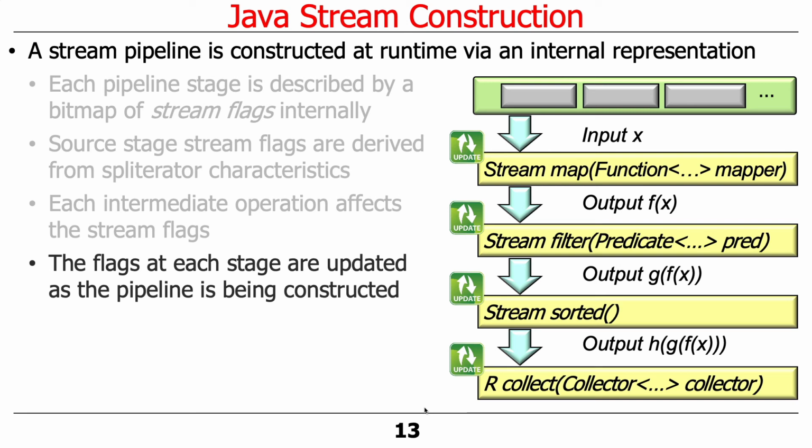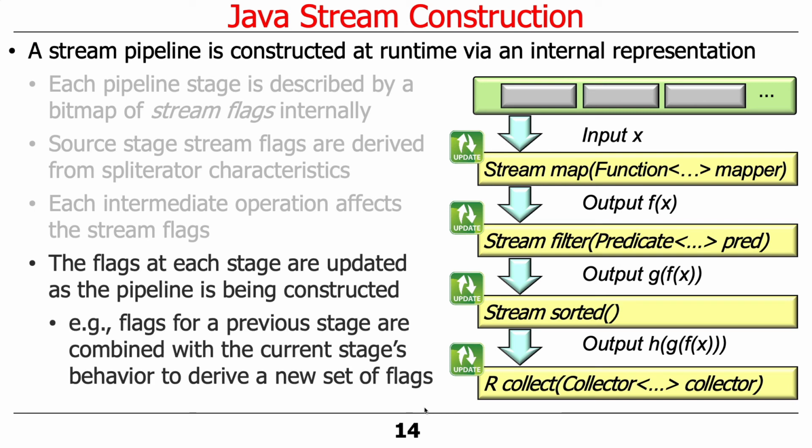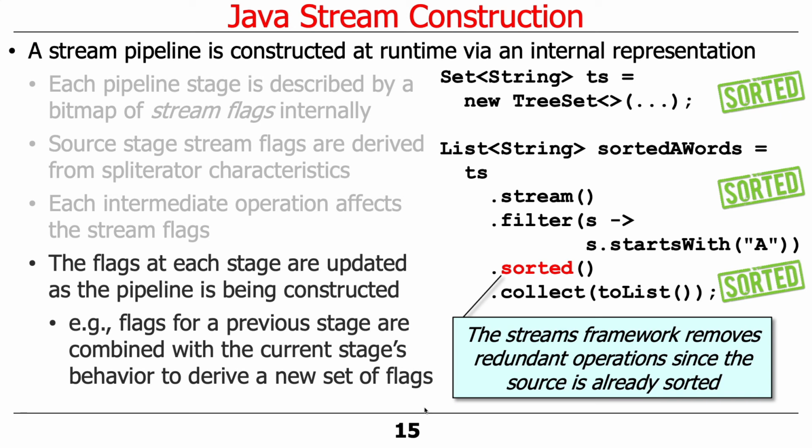So as the stream is being put together, it'll create these flags, and those flags will then be used at runtime. And so the flags of a previous stage are combined with the behavior of the current stage in order to derive a new set of flags for that stage. All right, you're probably asking at this point, why are we going to all this trouble? What's the point of doing all this? Well, here's a simple example to illustrate why. Based on the stream framework's knowledge of the semantics of the data source and the operations that appear in the stream, it can do optimizations of things. Much like a query optimizer in an SQL query engine can optimize things, so too here can we optimize stuff.